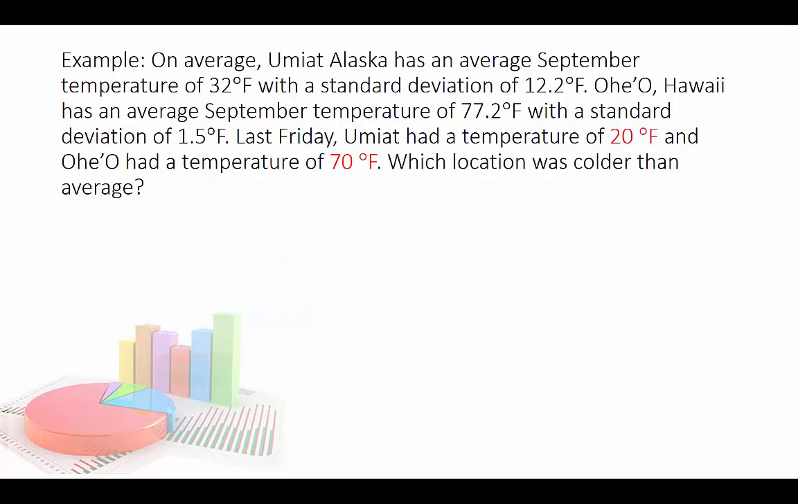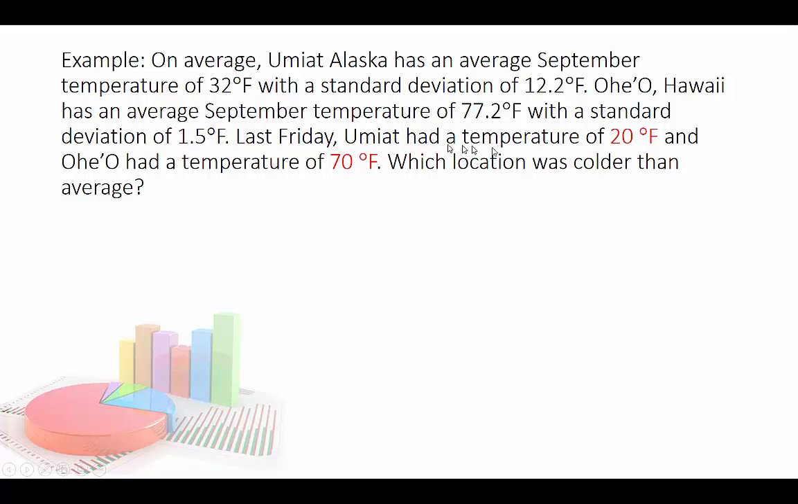Let's take a look at another example. On average, Umiat, Alaska has an average September temperature of 32 degrees Fahrenheit with a standard deviation of 12.2 degrees Fahrenheit. So that's telling you they have a pretty good spread in temperature. Ohio, Hawaii, has an average September temperature of 77.2 degrees Fahrenheit with a standard deviation of only 1.5 degrees Fahrenheit. So the temperature doesn't change much there.